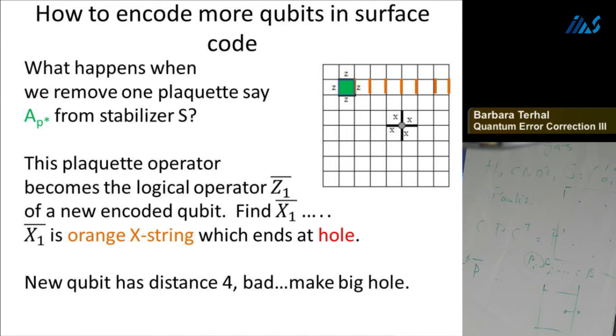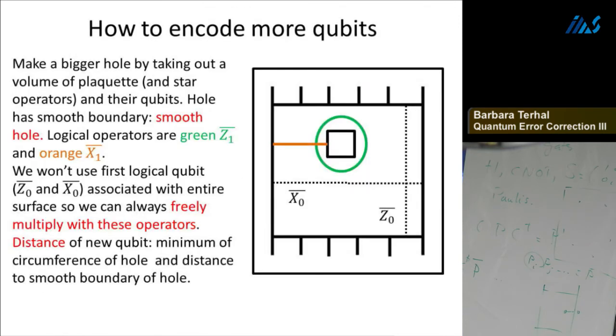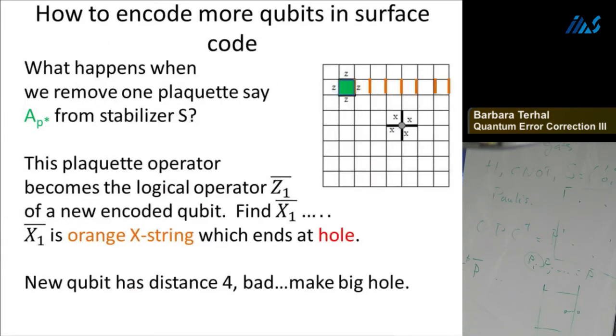So that's a bad new qubit, because its logical Z has weight 4. So then it's clear what you can do. You can make a bigger hole. Instead of taking out one Z, you take these 4 out and the X in the middle. So you take out a volume of plaquette and star operators in the middle, and you disconnect their qubits. And such a hole has a smooth boundary. That's why it's called a smooth hole.